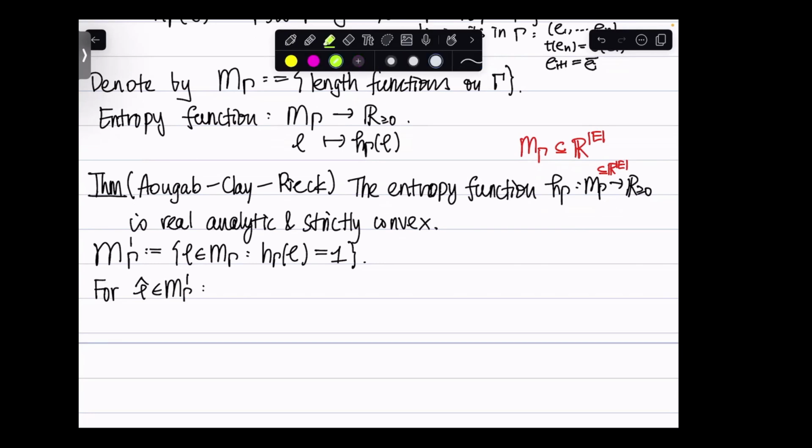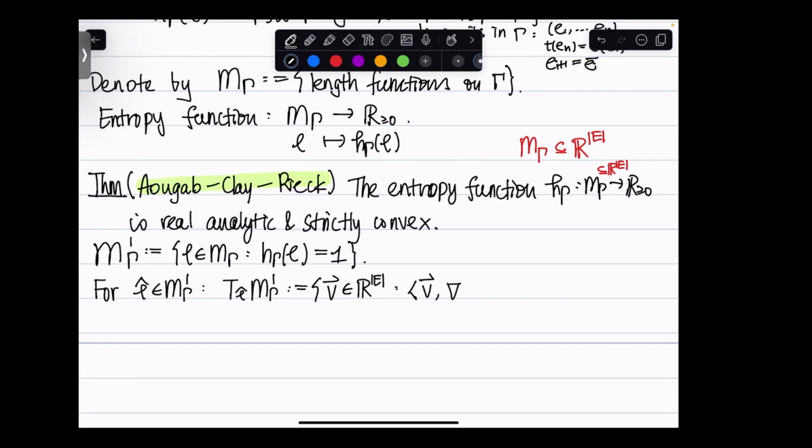Actually, these people built an inner product on the tangent space of M gamma 1 at this point. First, we need to compute what the tangent space is. This tangent space is the collection of vectors in the Euclidean space such that the Euclidean inner product of this vector with the gradient of the entropy function at this point is equal to 0.